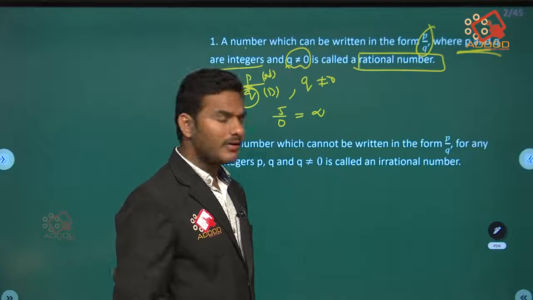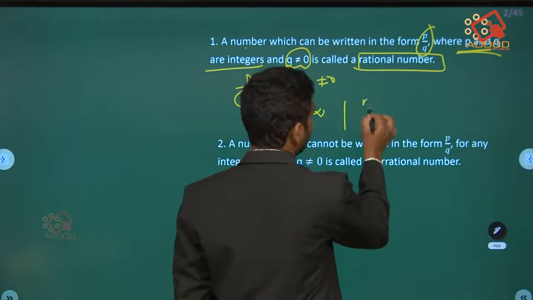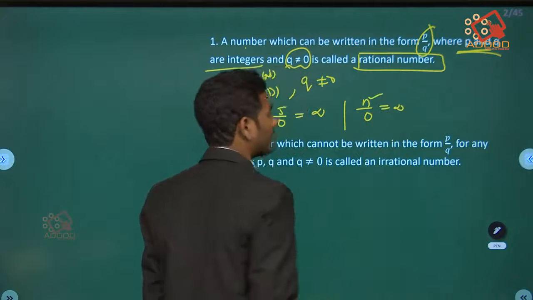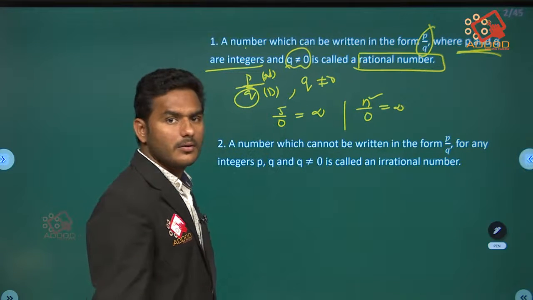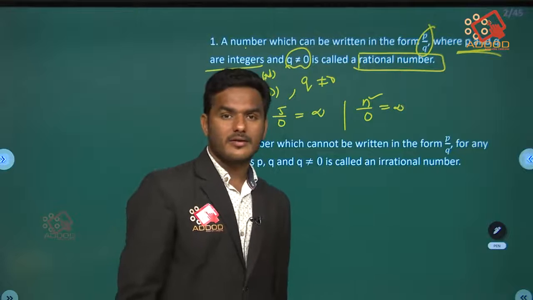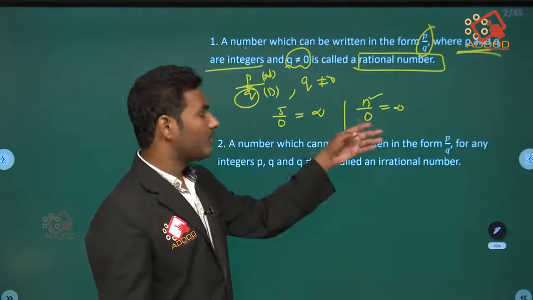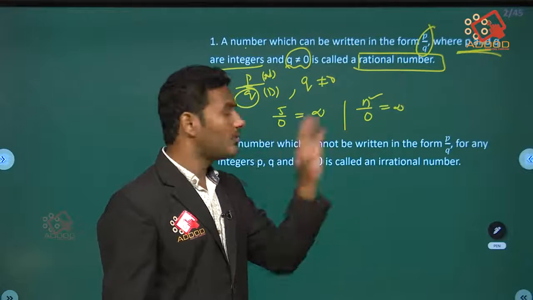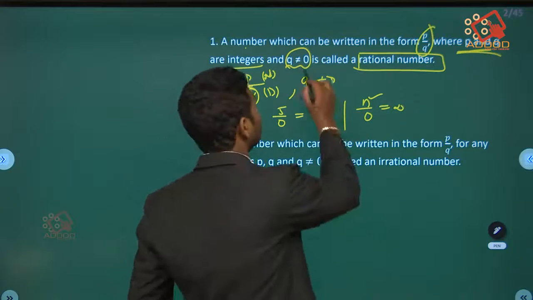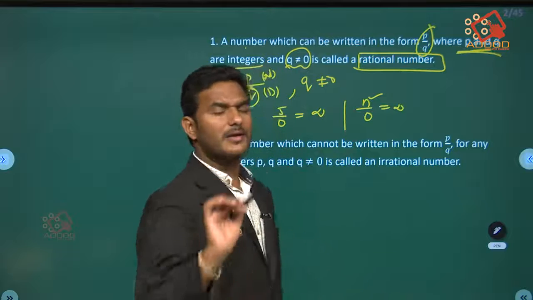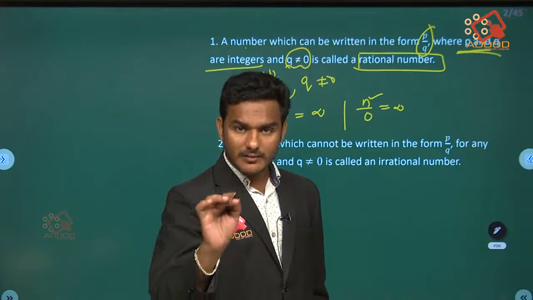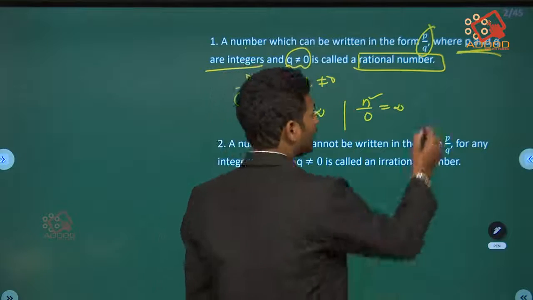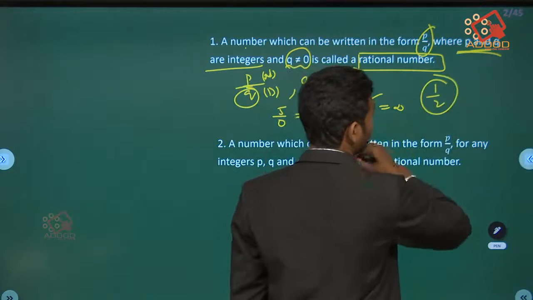So even if you take any number, for example n by 0, it is equal to infinity. Here n may be any number other than 0. If you take any positive or negative number, something by 0 is equal to infinity. So that's why we mention that q is not equal to 0. So simply, a rational number is a number which can be written in the form of p by q, where q is not equal to 0. For example, 1 by 2 is a rational number.